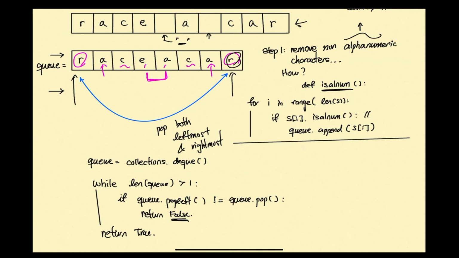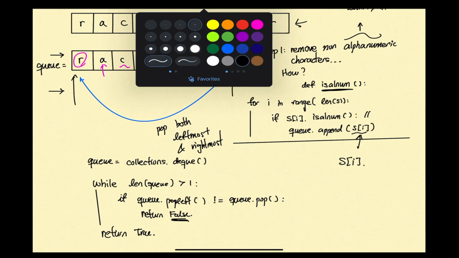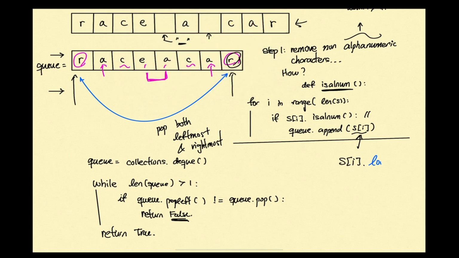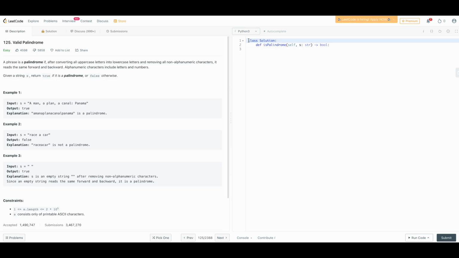So if you look at the problem statement, we have to convert all uppercase letters into lowercase letters. So here, we have to add something like this, s[i].lower, we have to add this lower function. Okay, so let's try to write the code for this problem. We first have to import our collections module. So here we have import collections.